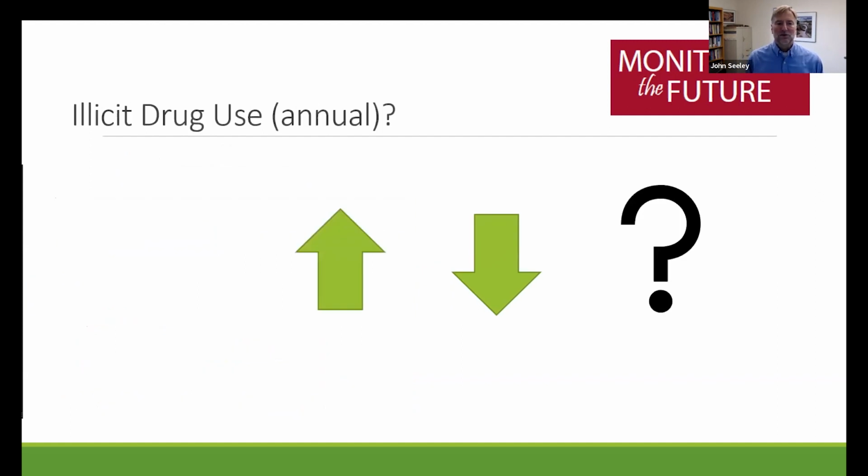Okay, let's look at the next substance. How about illegal drug use? And this is an annual rate. Do you think that's going up or down? Well, it looks like the consensus is up, but it's tricky. It is tricky. Let's take a look at that.